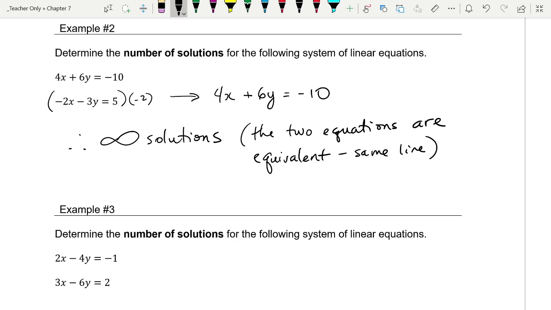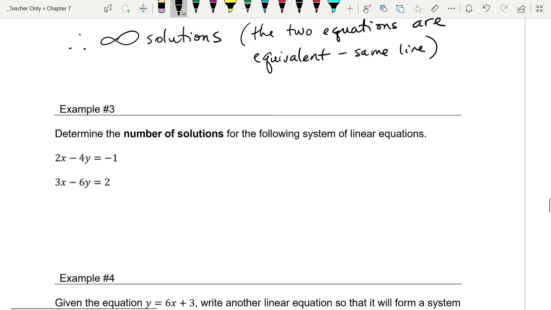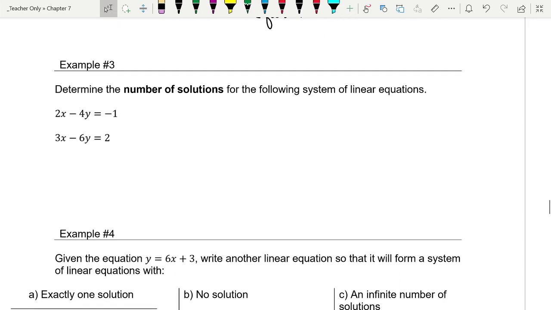Well, those of you who are good with pattern recognition skills probably can tell where the next example is going to go. The first one had one solution. This one had as many solutions as you could ever want, infinity. Guess how many solutions example 3 is going to have? It's going to have 0, but let's see if we can see why.